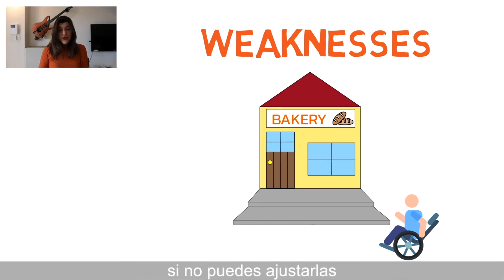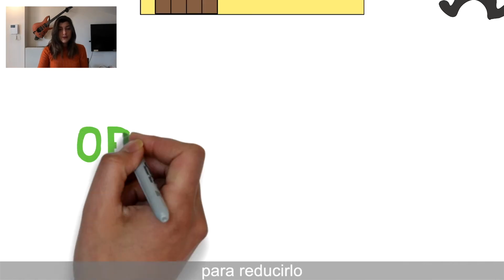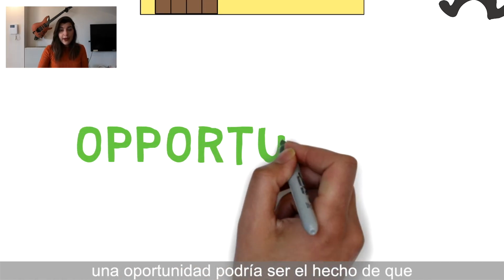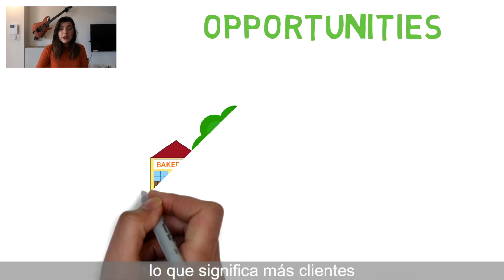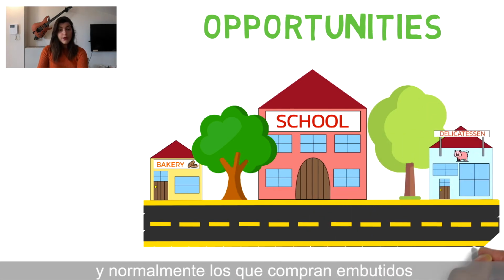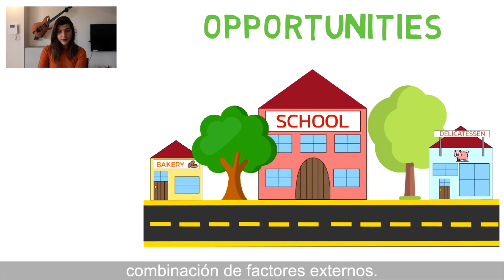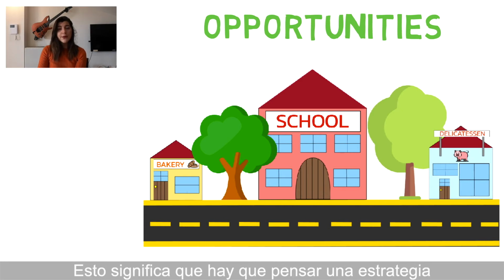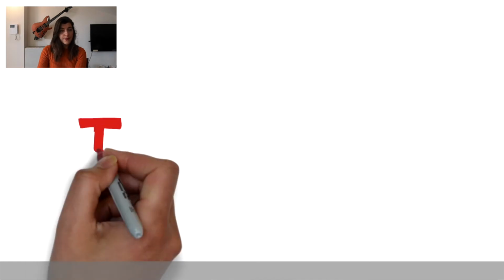And if you cannot adjust them, you will have to think of a different strategy to reduce it. An opportunity could be the fact that in the square there are a school and a delicatessen. That means more customers, students and parents every day. And usually, who buy cured meat buy also bread. So actually, this could represent a really good combination of external factors. It means that you have to think of a strategy to take advantage of these opportunities.